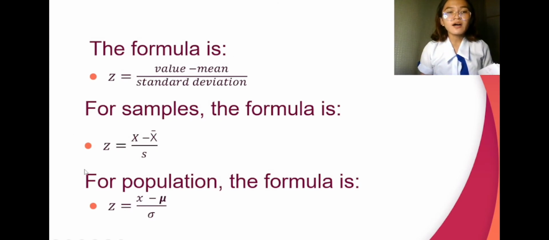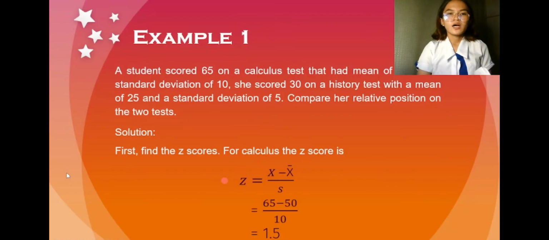So, this is the formula of our z-score or standard score, where x is the value, x bar is the mean, and s stands for standard deviation. But if our problem, class, is about a population, we use a different formula. So let us proceed to our example to better understand how to use the z-score or standard score.